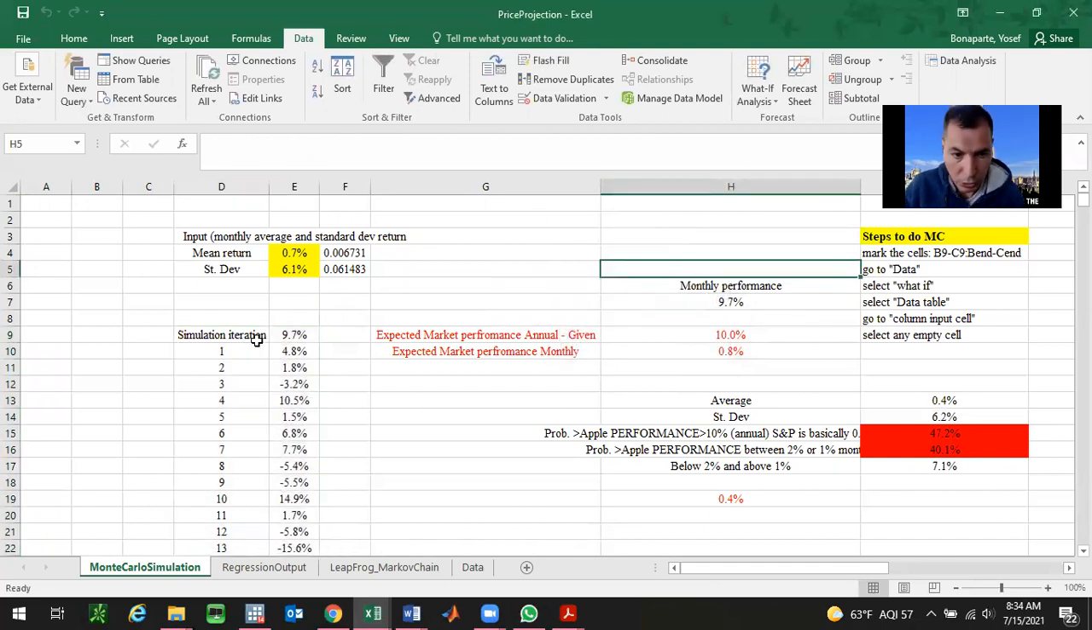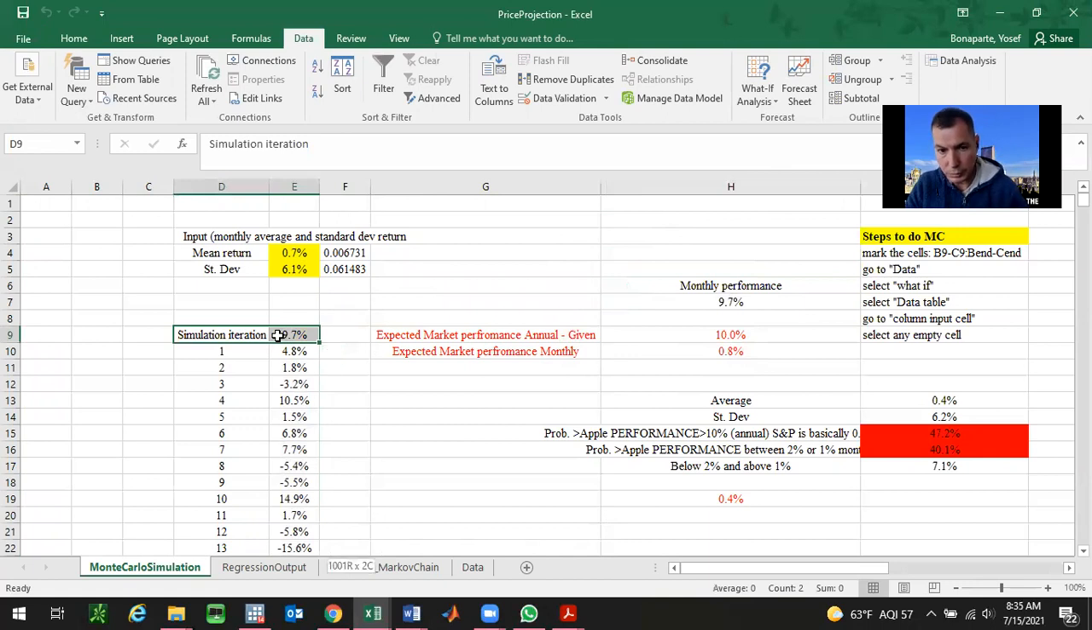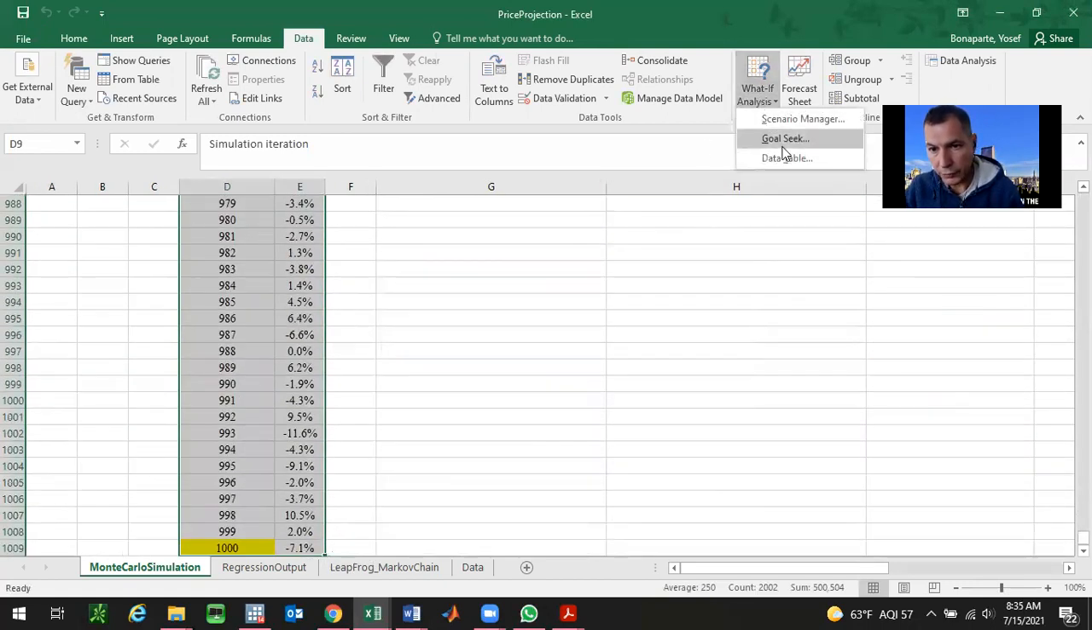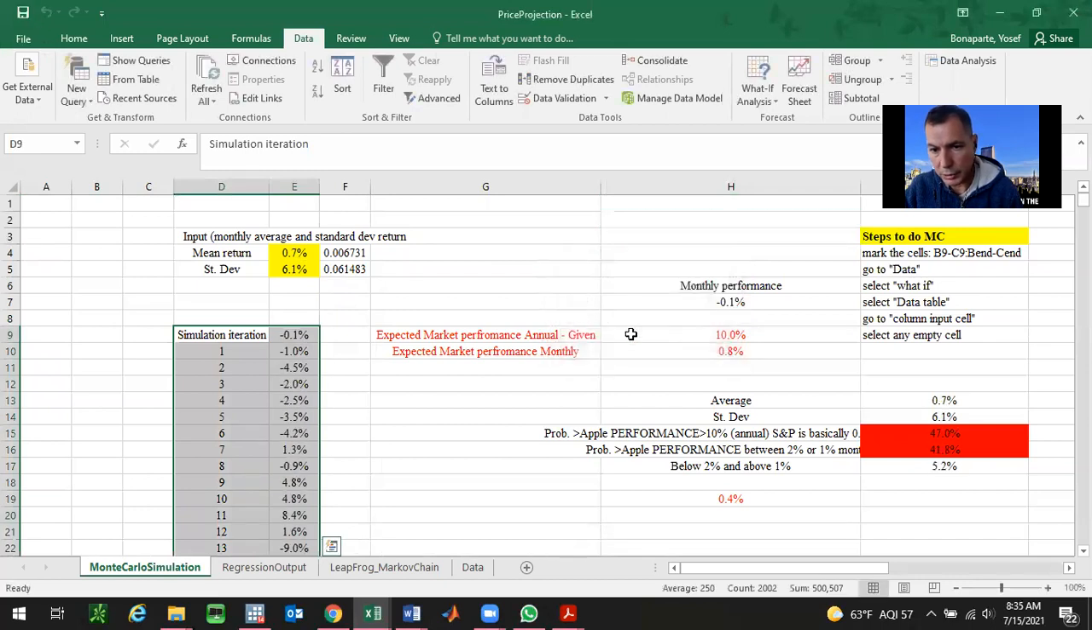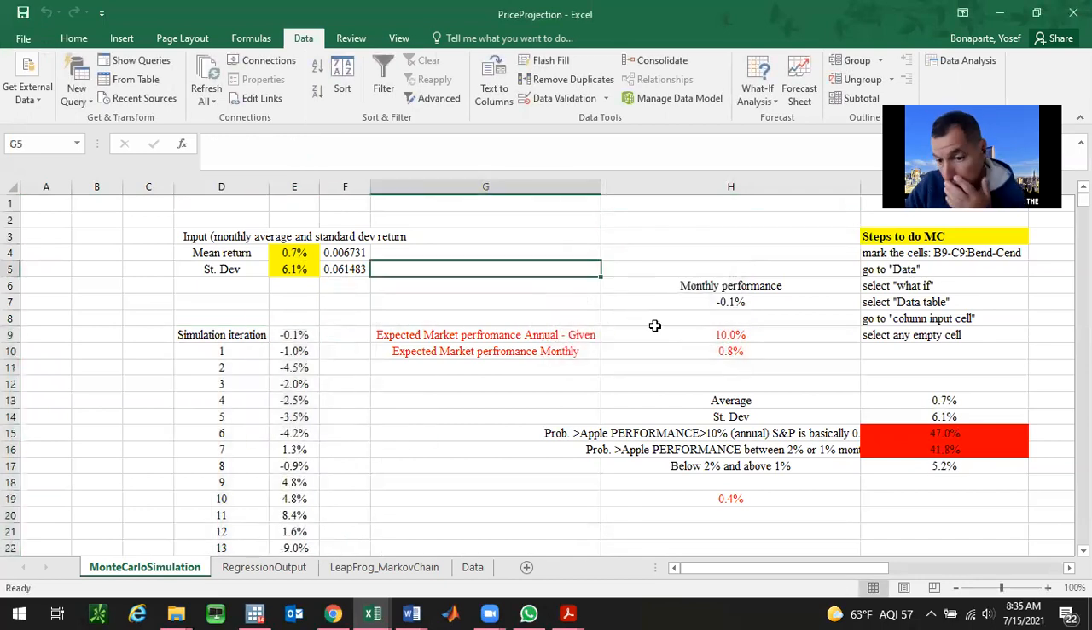I'll do it again. You do this too. You go what if, data table, choose any cell, OK, and that's a simulation. We're done. Now, if you want to do 20,000, I did 1,000. You want to do 2,000, scroll down, and when you do the simulation, choose the 2,000.